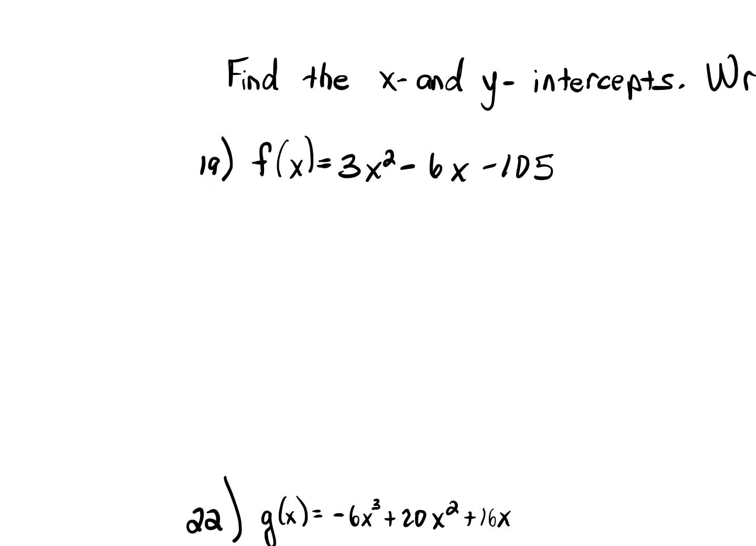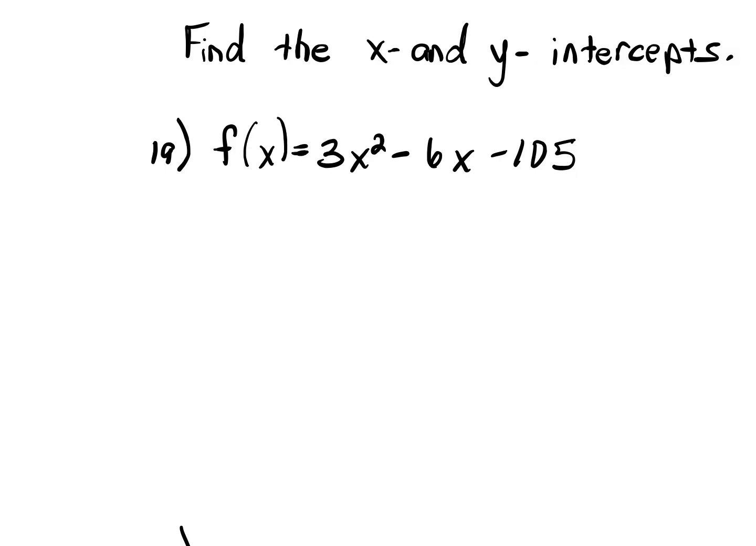Let's start with 19. For 19, f of x is just a fancy way of saying y. So I'm just going to change that to be y. Let's start by finding the x-intercept. What do we do to find the x-intercept? Awesome. We want to plug in 0 for y. So it's always the opposite. We're going to plug in 0 for y. So we have 0 equals 3x squared minus 6x minus 105.